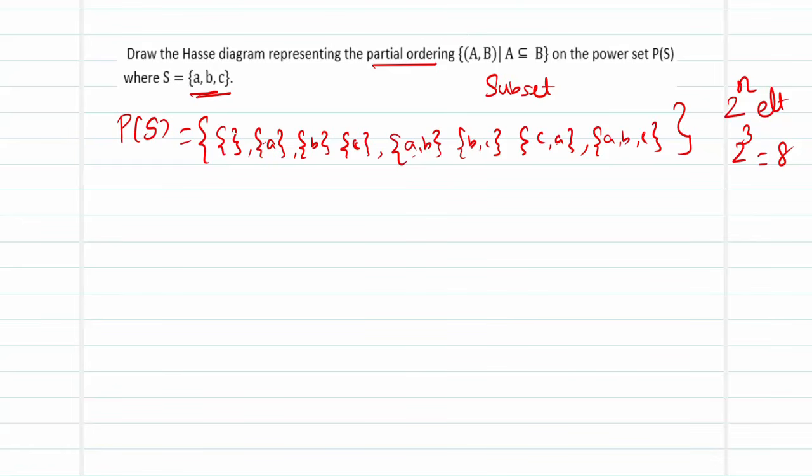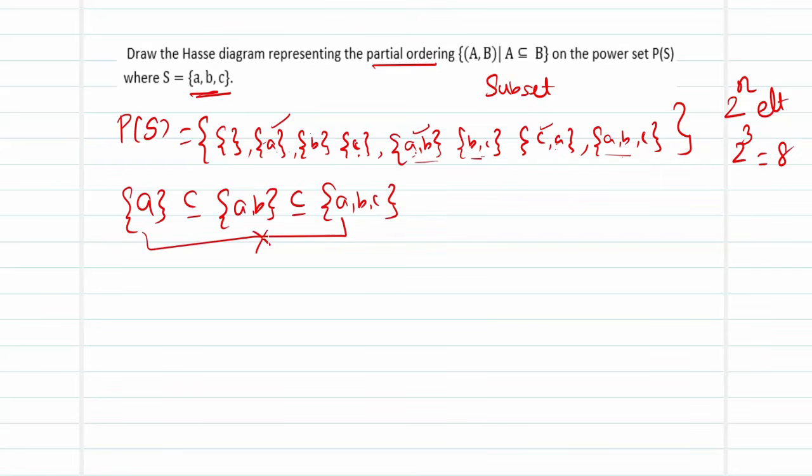I know that the empty set is a subset of all these sets. a is going to be a subset of ab and ac. Similarly, b is a subset of bc and ab. c is a subset of bc and ca. And a is also a subset of abc. So it is a subset of ab as well as a subset of abc. It's like transitivity: a is a subset of ab, which is a subset of abc. So from here to here, this is going to be transitivity. This has to be removed, and so on. So the relation which is being followed here is subset.